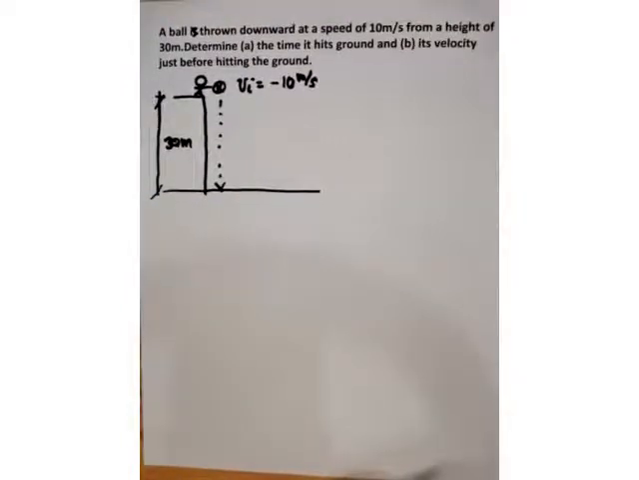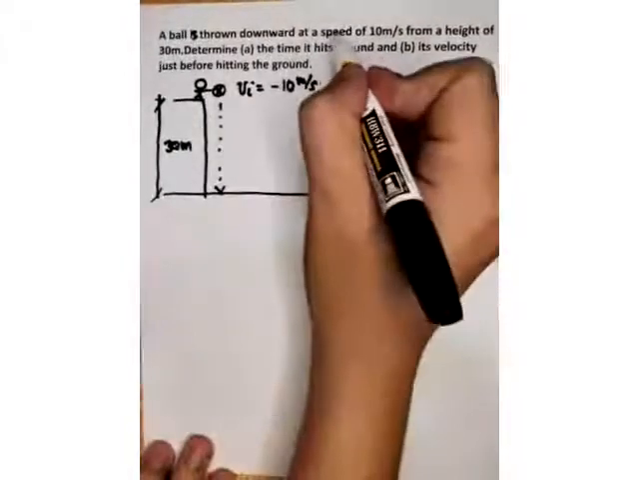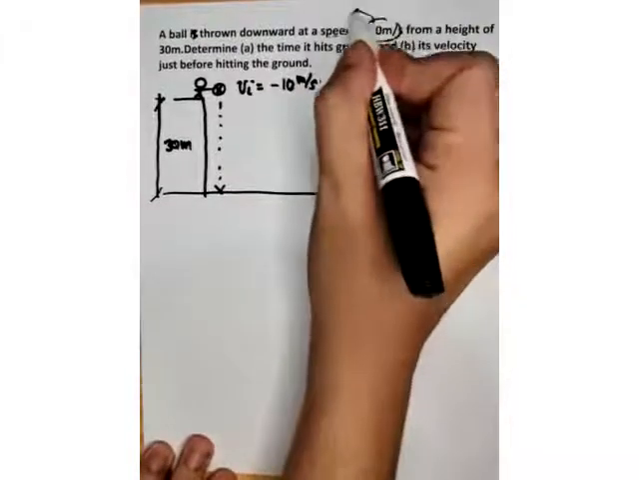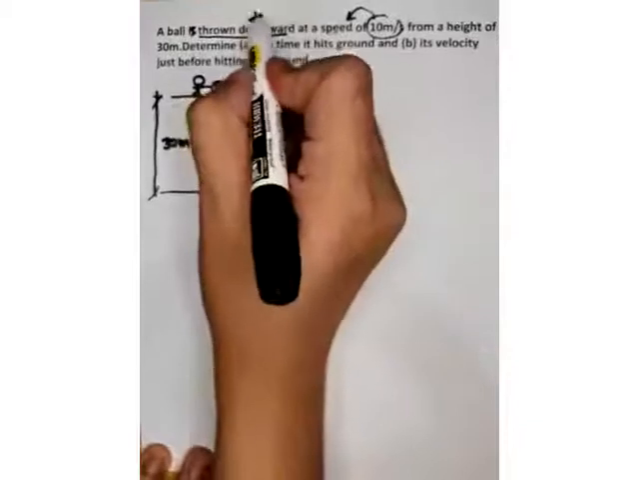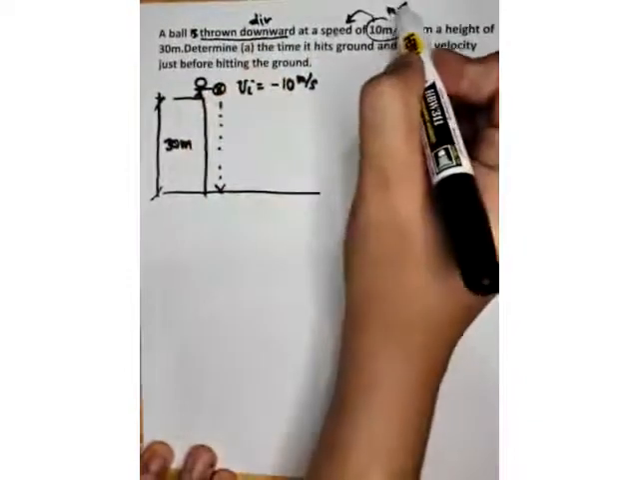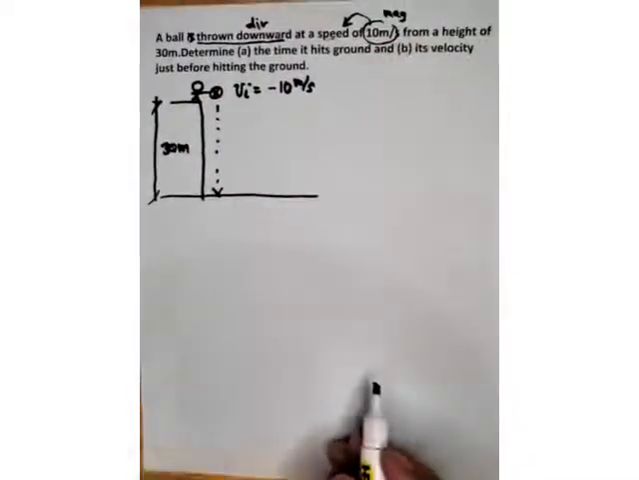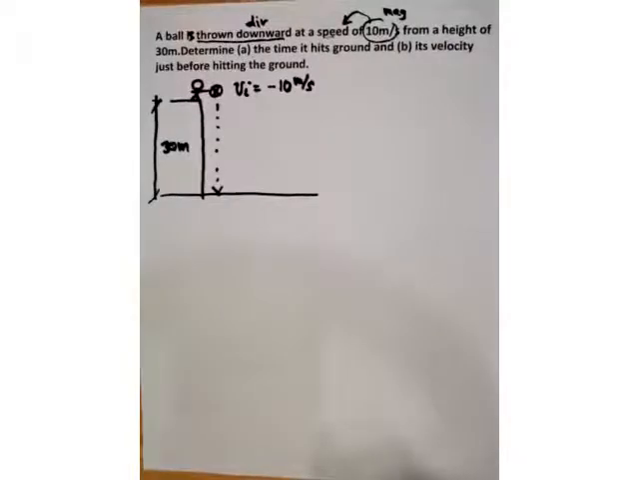Tama ba? Nakakuha ba? Ba't siya negative 10? Okay, because yung speed is this value because that is just speed and this pertains to the direction. So ito yung direction, ito yung magnitude. Ayan. Okay?